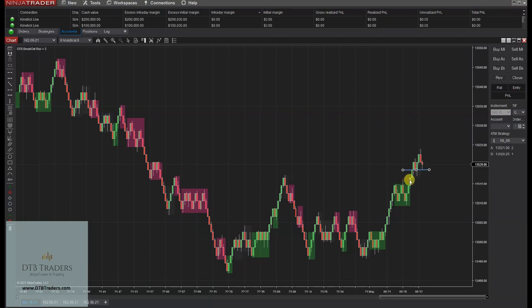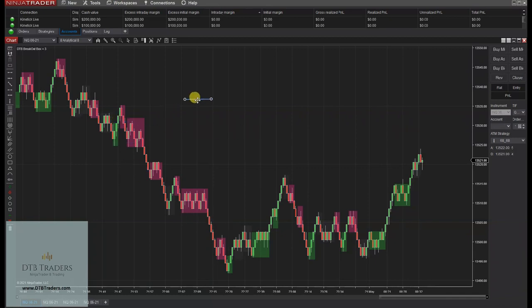So this is the first candle that has closed, and this is the next candle that has formed after the breakout box. So that is what's going to happen with these candles. It's going to be the bar after the breakout.